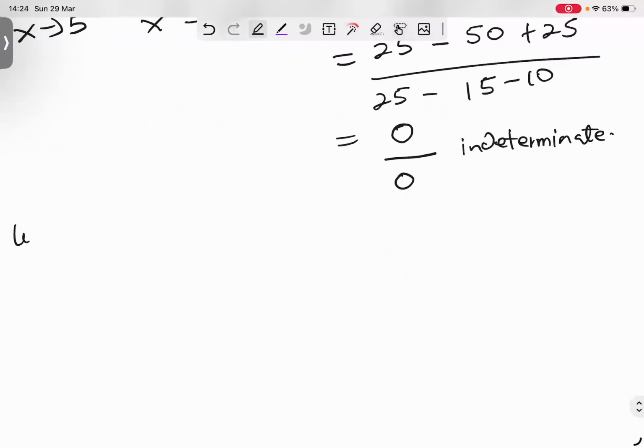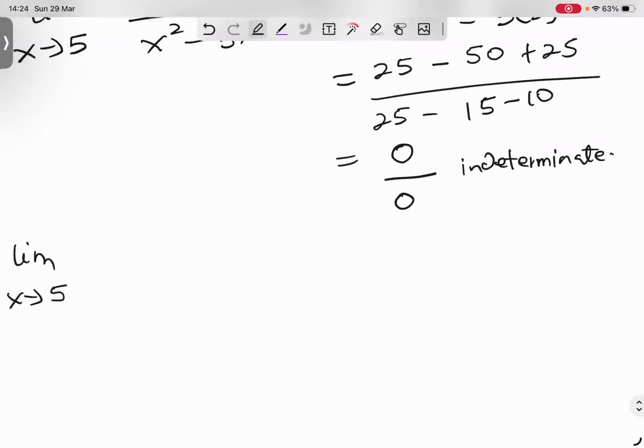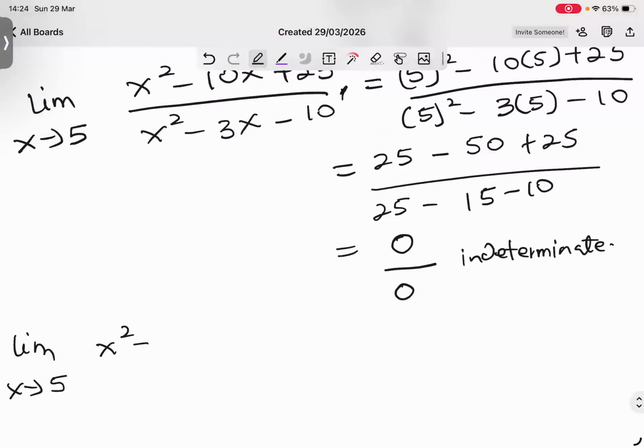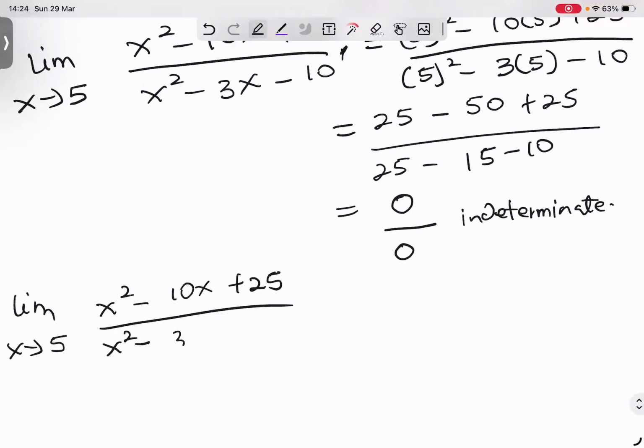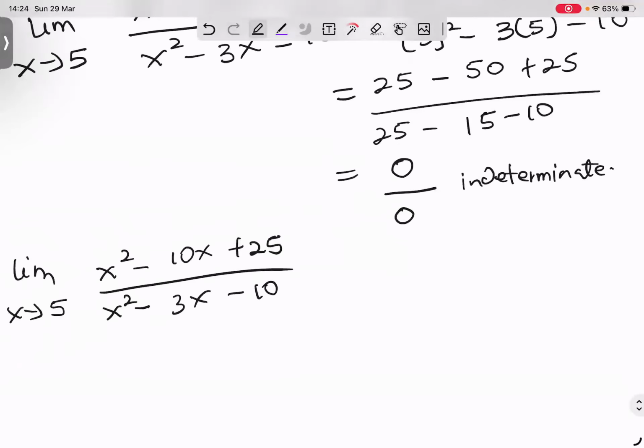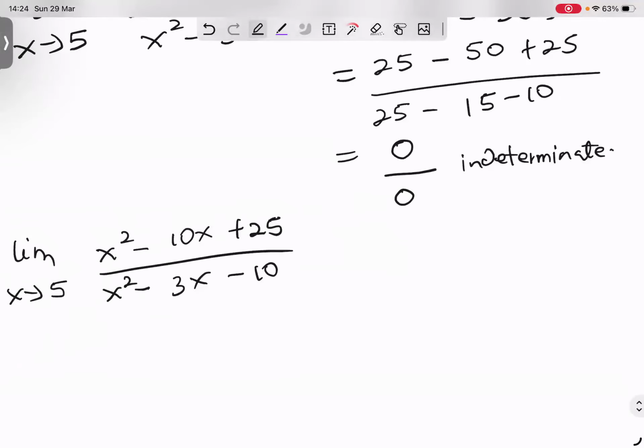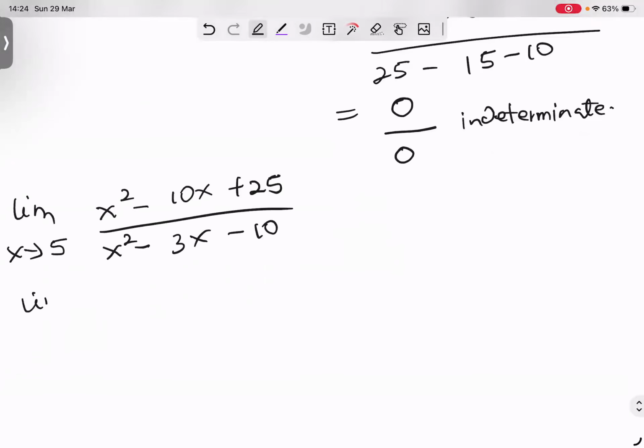All right, so I'm going to rewrite my function: limit as x approaches 5 of x squared minus 10x plus 25 divided by x squared minus 3x minus 10. If we simplify the numerator as well as the denominator, both can be simplified because they have a power higher than 1. Therefore, we can simplify into two linear terms.